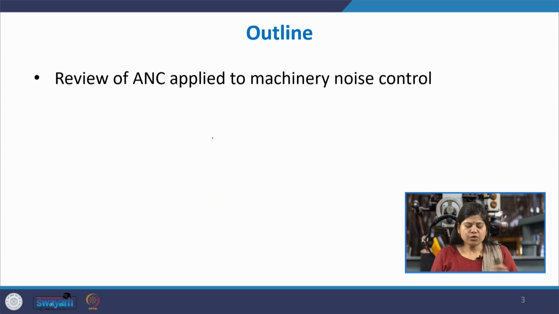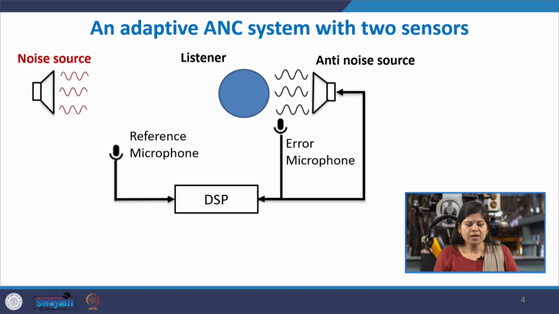So, in today's outline, in this lecture we will review a few of the ANC techniques that have been applied in the field of machinery noise control, because this course is based around noise control in mechanical systems. So, let us see some case studies from the published papers. Before that, we will review two papers where they have used an adaptive ANC system.